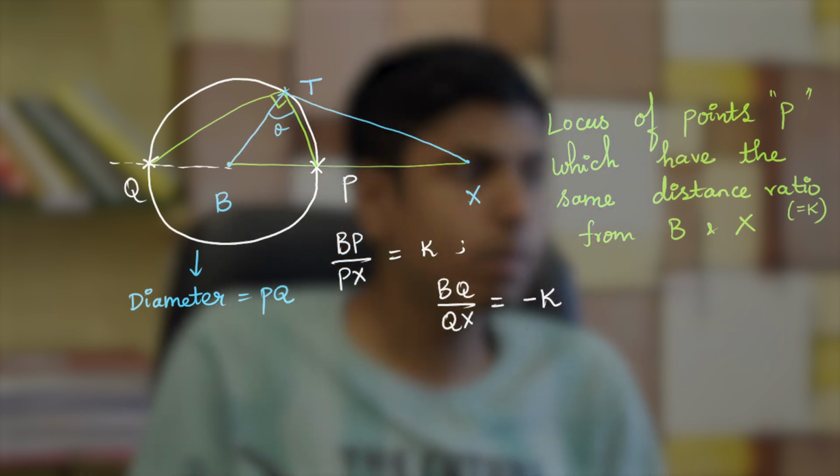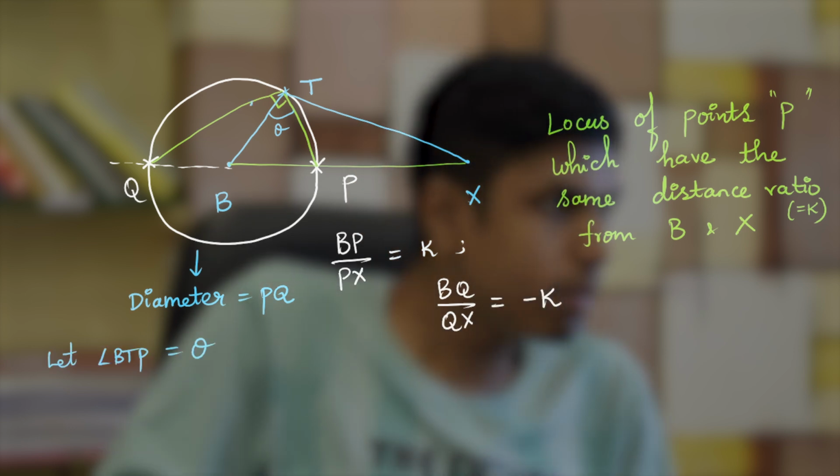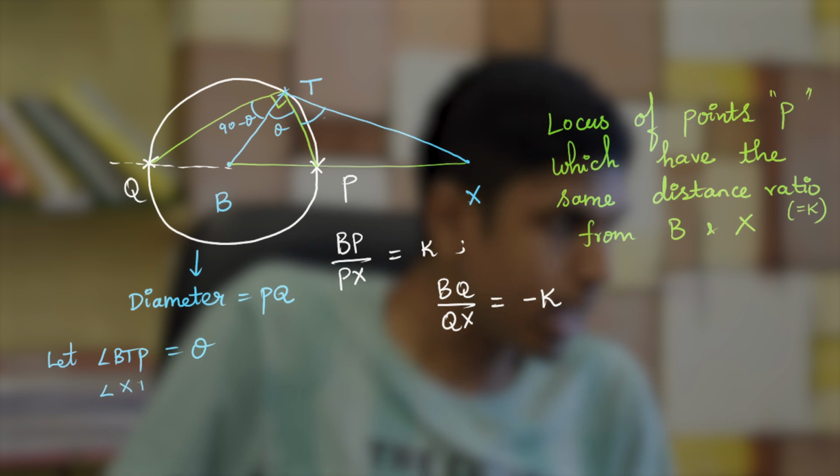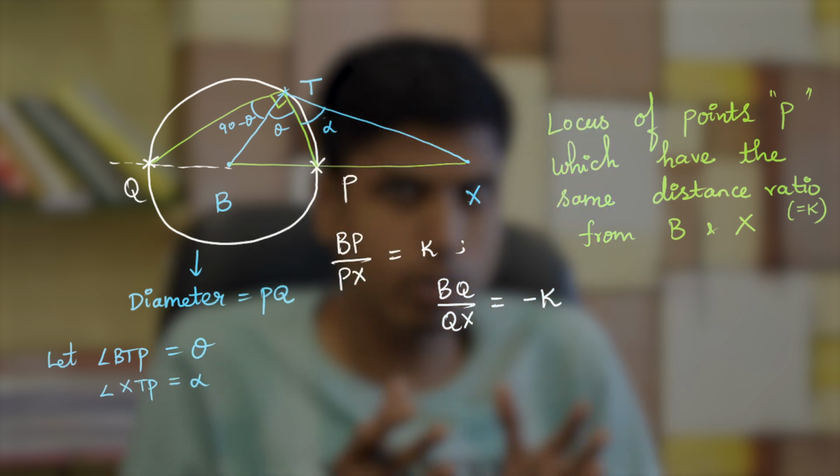Call angle BTP theta. Then angle BTQ would be 90 minus theta. And let angle XTP equal alpha. Let's do some manipulations here.